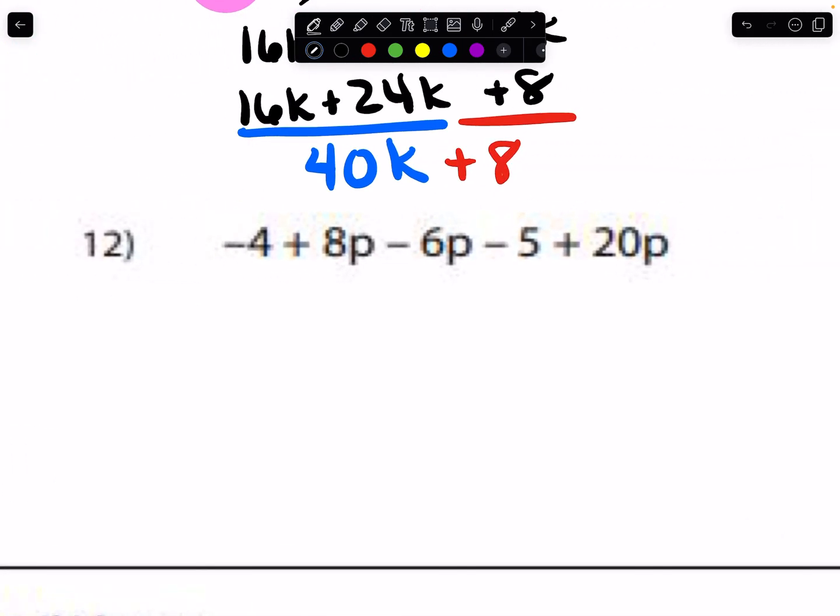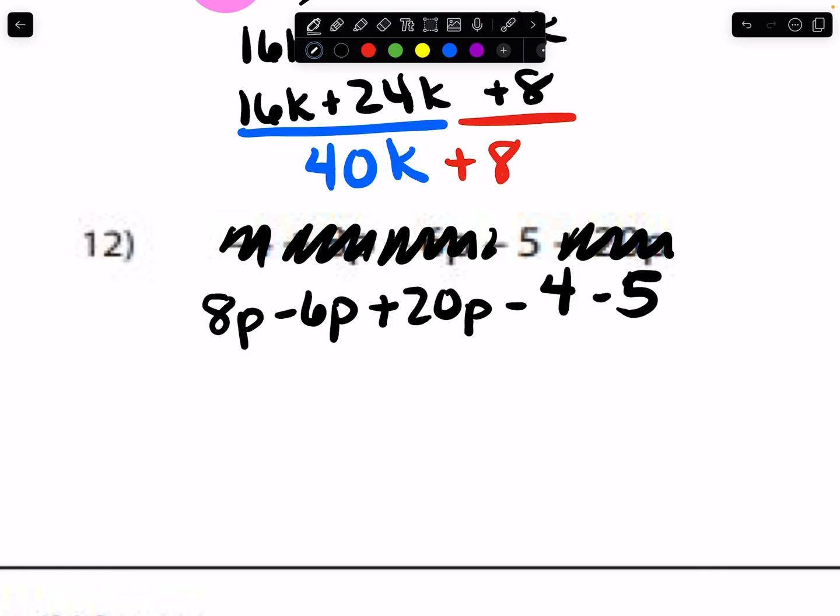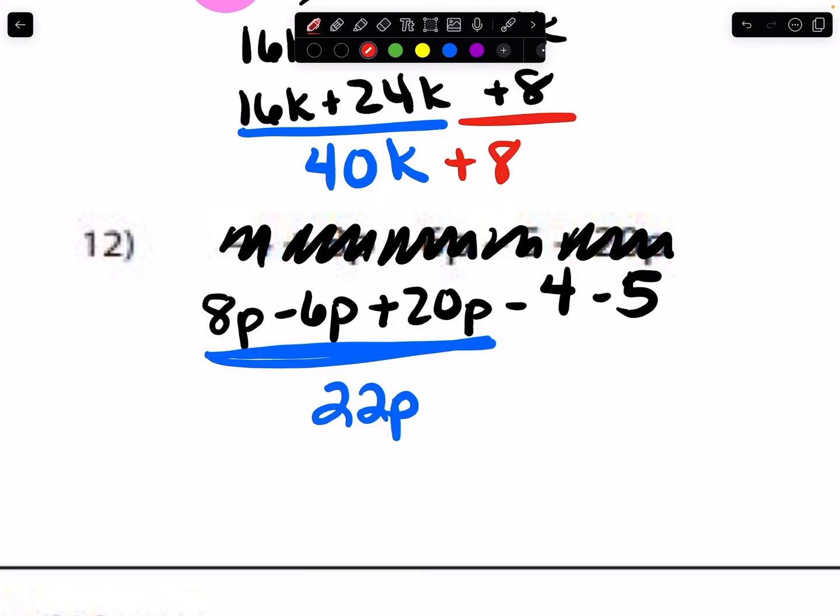This one is just a rearrange. There is no distributing. So I'm going to start with my 8p because it is a positive. Bring over the minus 6p. Bring the 20p. Okay, now what we have left over is negative 4 right here, negative 5 right here. All of these together, 8 minus 6 is 2, plus 20 is 22p. These go together.